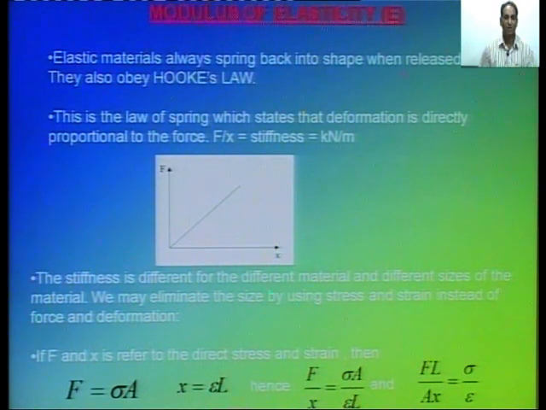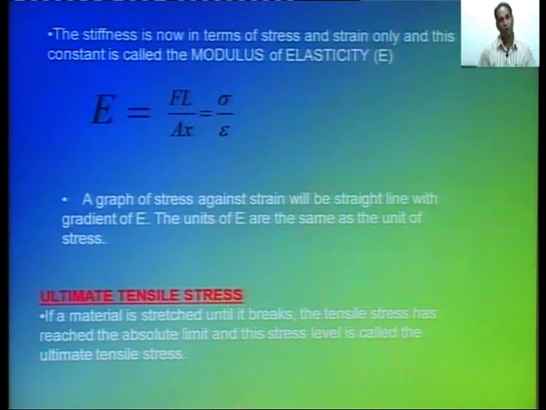According to Hooke's law, stress is directly proportional to the strain. On the other side, the stiffness is now in terms of stress and strain only. This constant is called the modulus of elasticity. From Hooke's law, stress is directly proportional to strain, and stress is equal to constant into strain. This constant is called the constant of proportionality, also called the coefficient of elasticity, and is known as the modulus of elasticity.